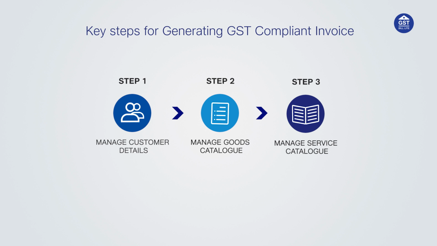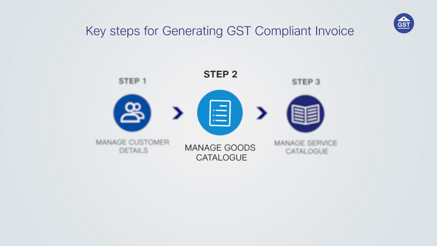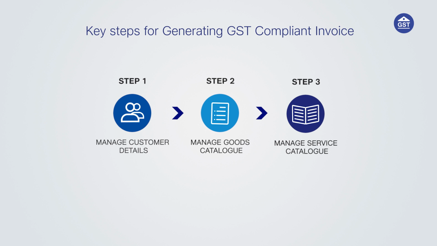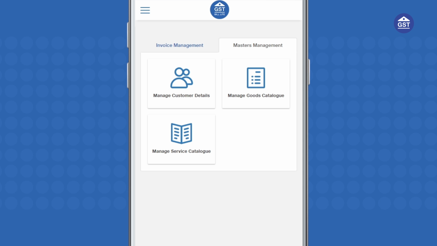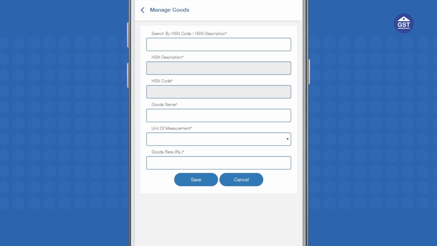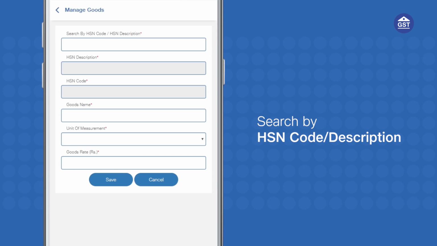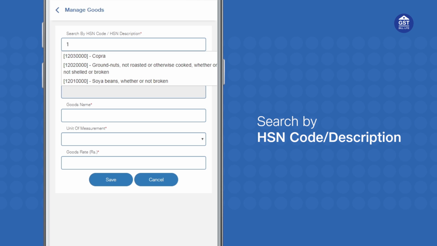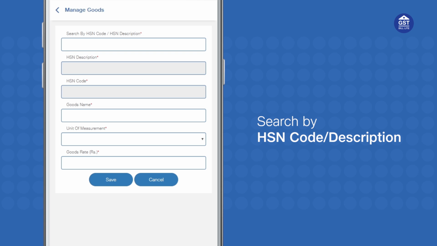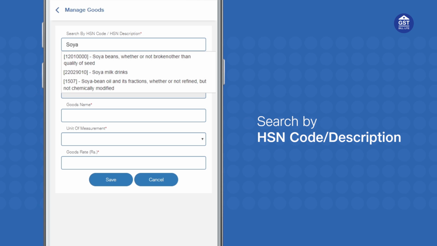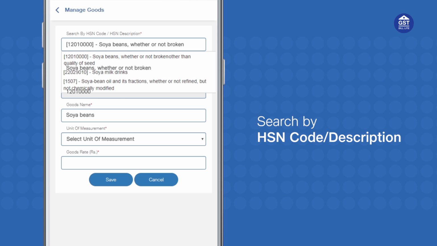Now, let's proceed to the Manage Goods catalog. To create the Goods Master, tap on Manage Goods Catalog. You are now on the Manage Goods screen. Here, you can either search goods by HSN code or by directly entering its name, that is, via HSN description.